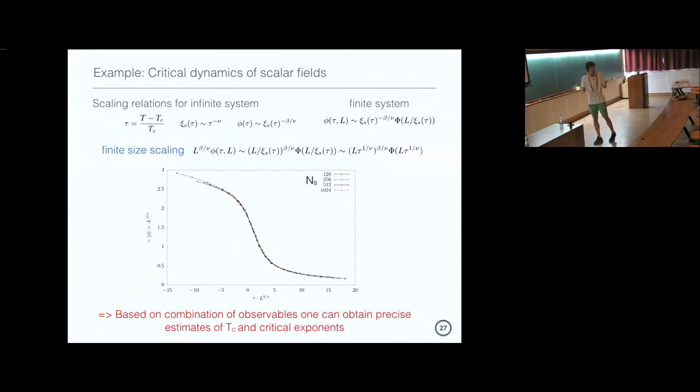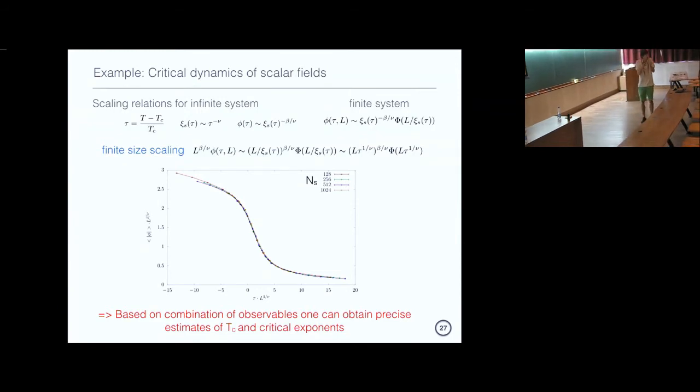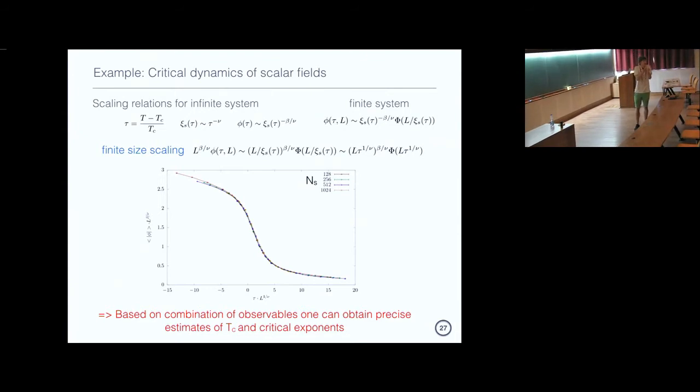As long as the correlation length is much smaller than the system size, this function here should basically be one, right? So things should look like in the infinite system. But near the critical point, the correlation length diverges, so close to the critical point, you will always encounter these finite volume artifacts. There's simply no way around it, okay?